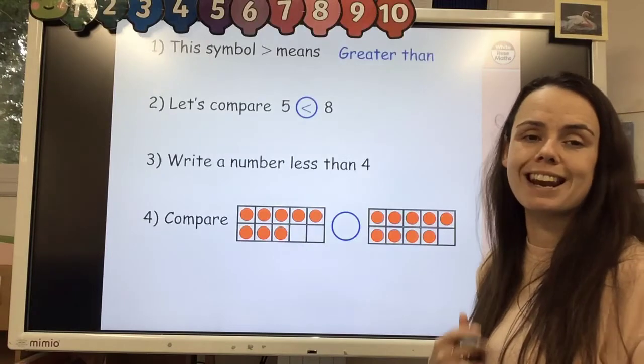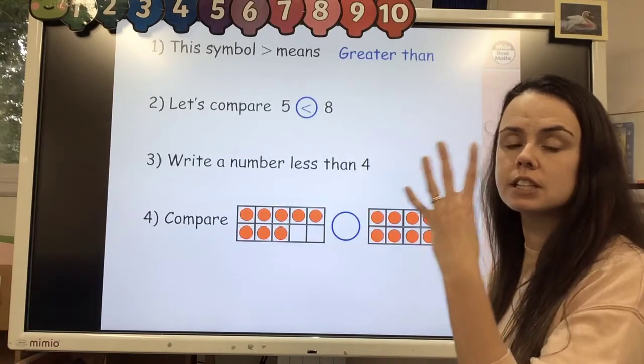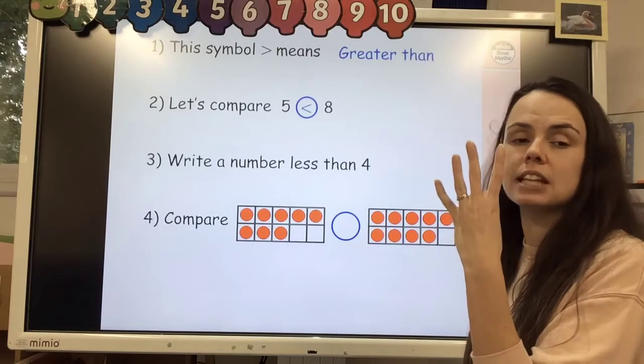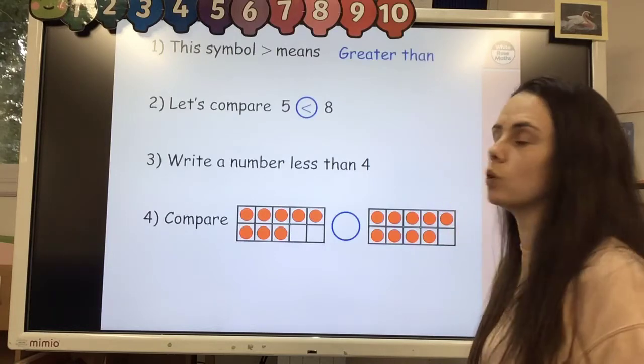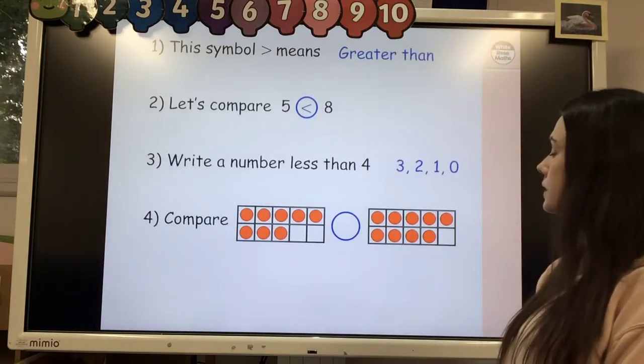Write a number less than 4. So if I've got 4 fingers, something less than is anything that's smaller. So 3, 2 and 1 are all smaller than 4. So you can write any of those numbers.